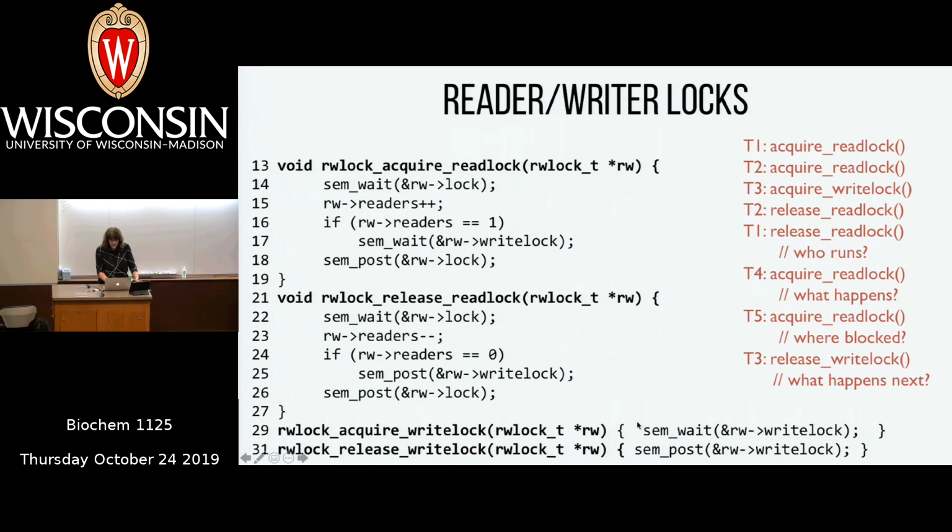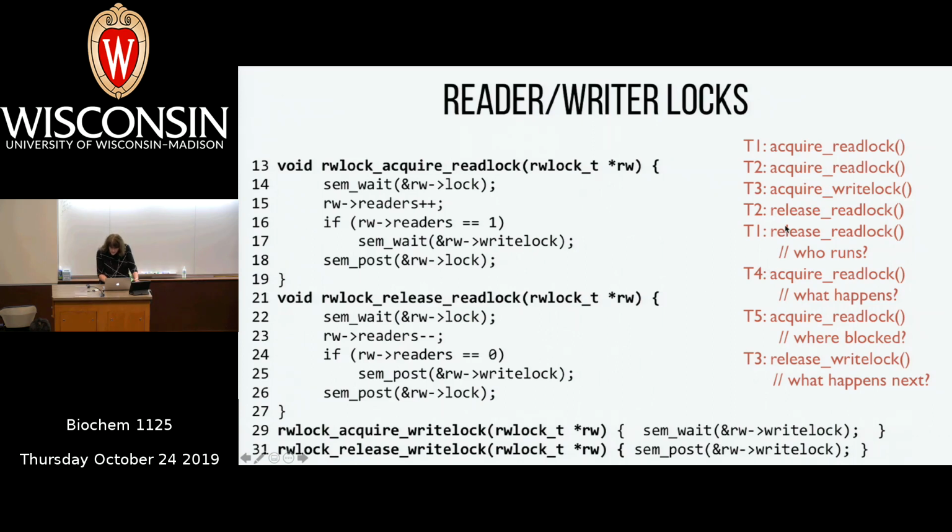The writer thread that was waiting to acquire the write lock, that was waiting here, it will return from that statement, right? It's been signaled, it's been posted on that particular semaphore, and so that wait call returns. Good. So then our writer will now have the write lock.